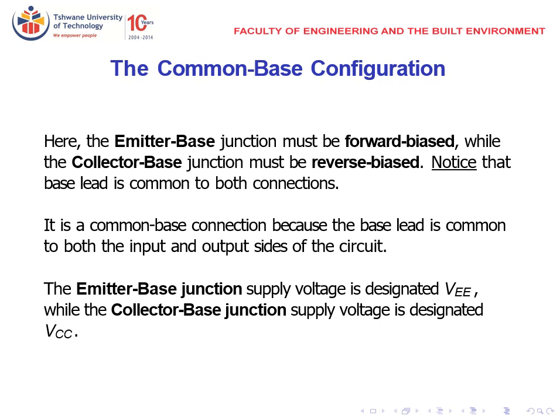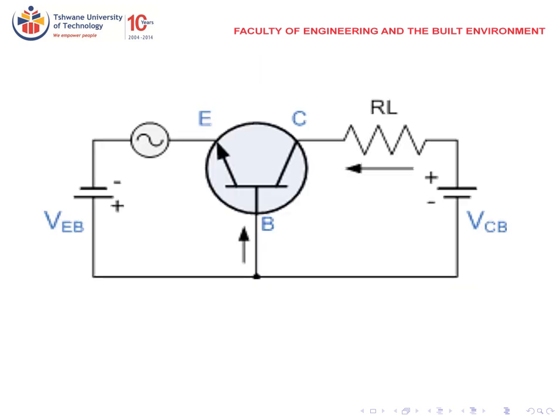Notice that the base lead is common to both connections. It is a common base configuration because the base lead is common to both the input and the output sides of the circuit. The emitter base junction supply voltage is designated VEE, while the collector base junction is designated VCC. Okay, this is another circuit that shows the common base configuration whereby you have an input AC voltage and on the output you have a load resistor that's connected to the collector.